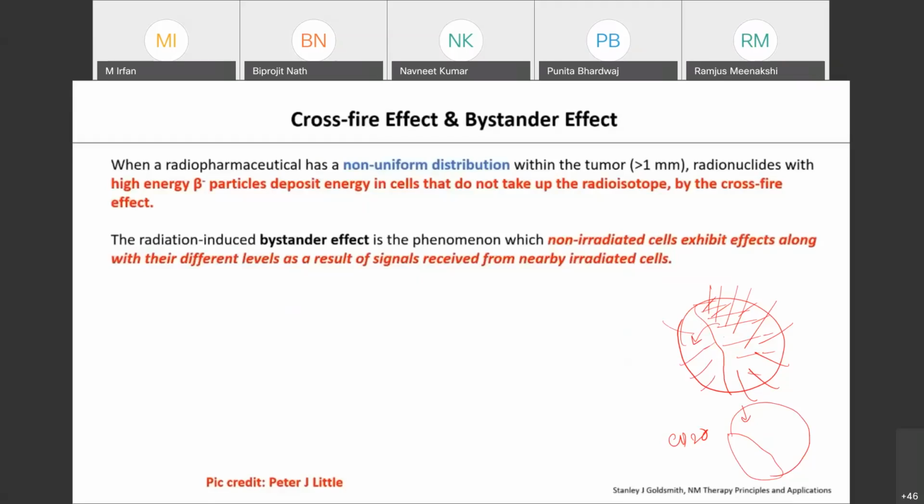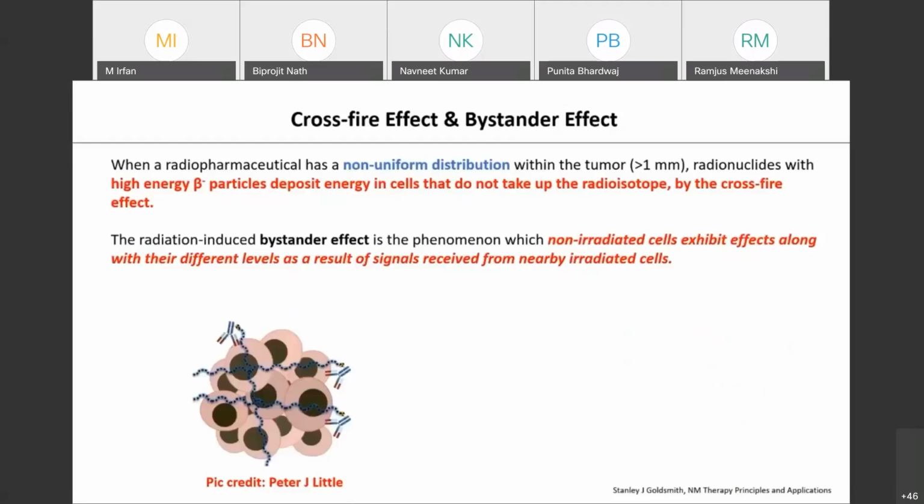So what actually goes on is an effect which we call the crossfire effect. It's not possible that every tumor volume will have an equivalent distribution of receptors and will be irradiated uniformly. But what about those cells which have not been irradiated? They won't die, and if they don't die, they will grow back and form the main tumor again. So that's a failure of therapy. By means of these two effects, we can see a drastic decrease in cell numbers post irradiation, and we call them the crossfire effect and the bystander effect.